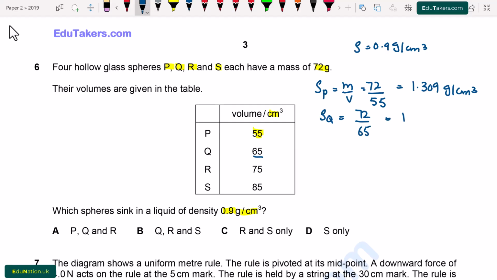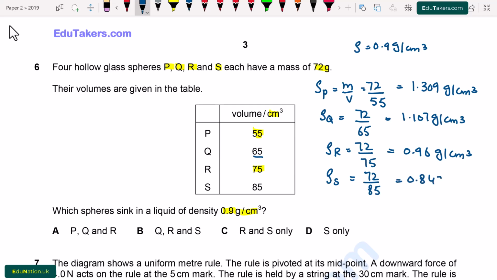So density will be 1.107 gram per cubic centimeter. For the sphere R, density will be 72 divided by volume, which is given 75. So I divide it with 75. Density will be equal to 0.96 gram per cubic centimeter. The density for the sphere S will be 72 divided by 85, which is 0.847 gram per cubic centimeter.